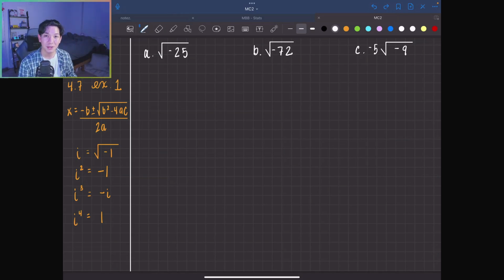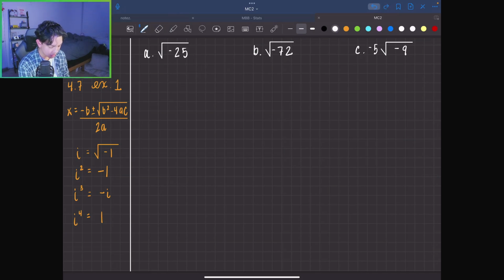Today I'm going to be talking about imaginary numbers and complex solutions within quadratic equations. Wow, that's a lot. To start off, we have an example over here, the square root of negative 25.